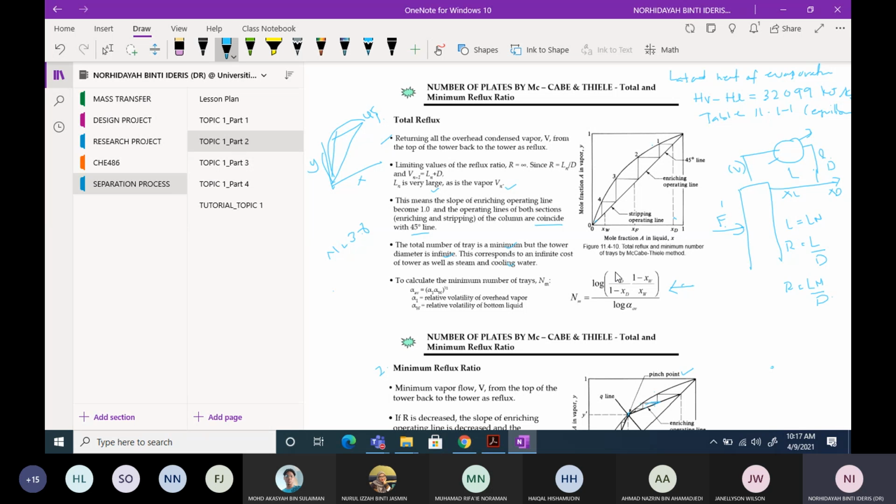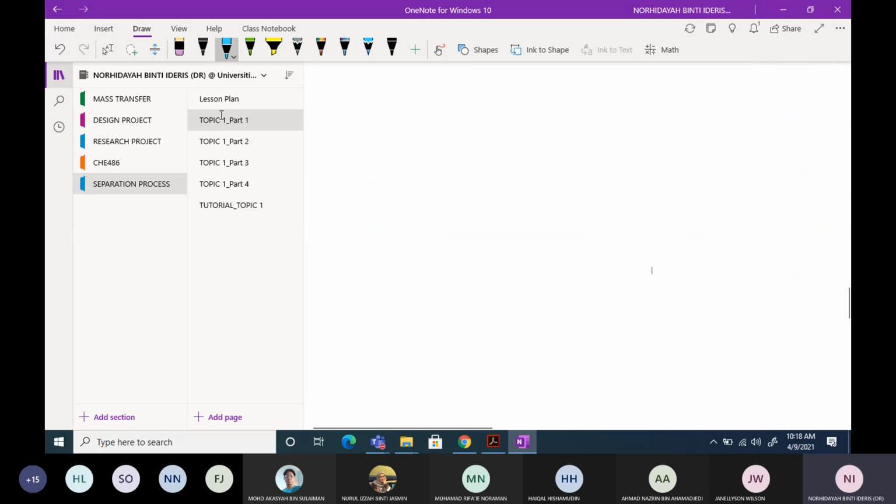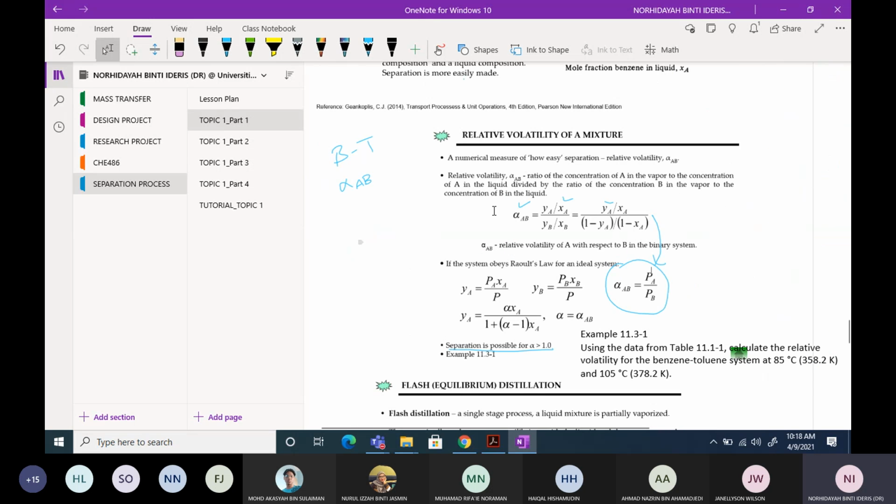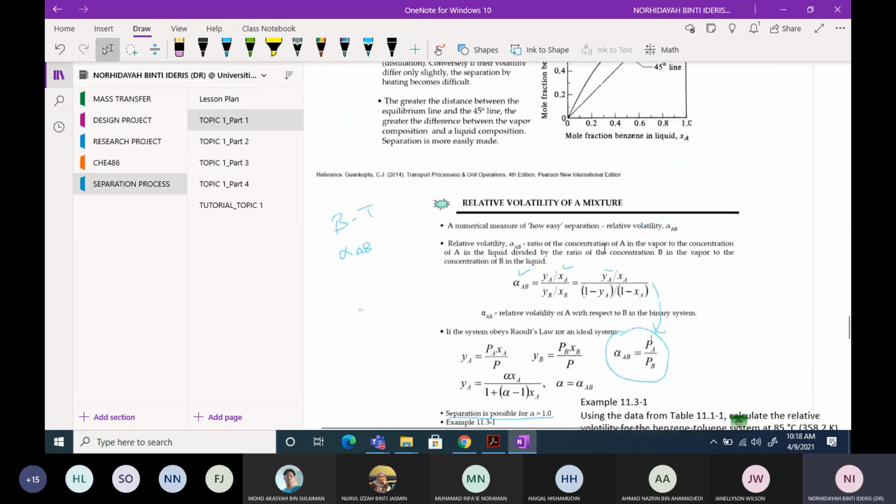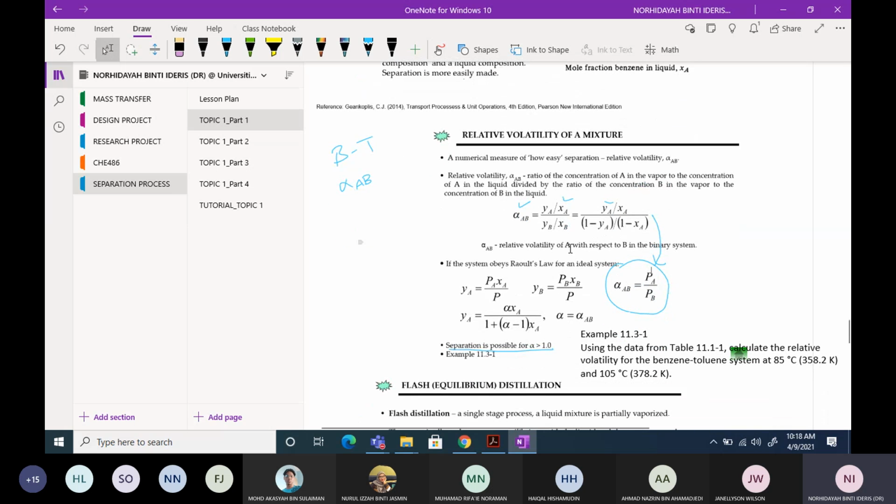You remember that this XD is the mole fraction of liquid coming from the top part, and you have the XW coming from the bottom, where you have W and also XW, and then you have this alpha. Alpha here refers to the relative volatility. This one I should have covered during the second part of our lecture in the first week, but I still haven't made a new video for that.